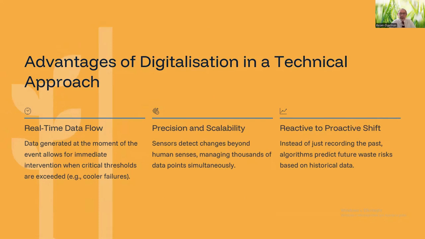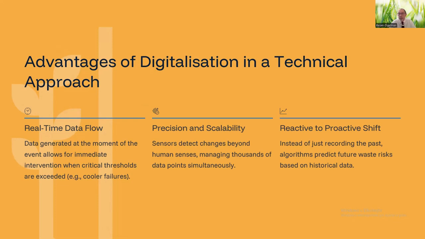First, thanks to real-time data flow, the system generates data at the moment of the event. This allows for immediate intervention when a critical threshold is exceeded, such as cooler failure, preventing large-scale product losses. Second, sensor technologies can detect changes far beyond human sense and manage thousands of data points simultaneously. This scalability is a technical necessity for large enterprises.